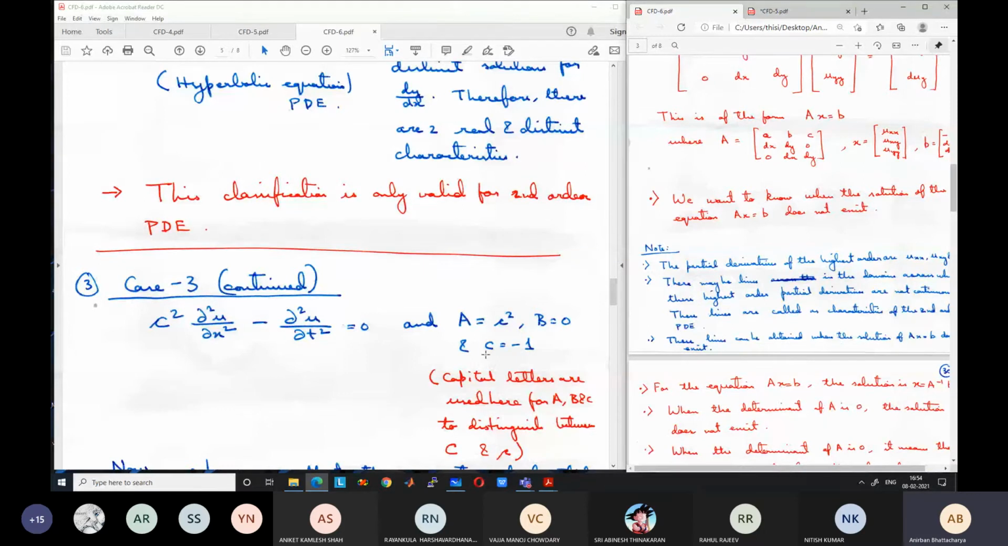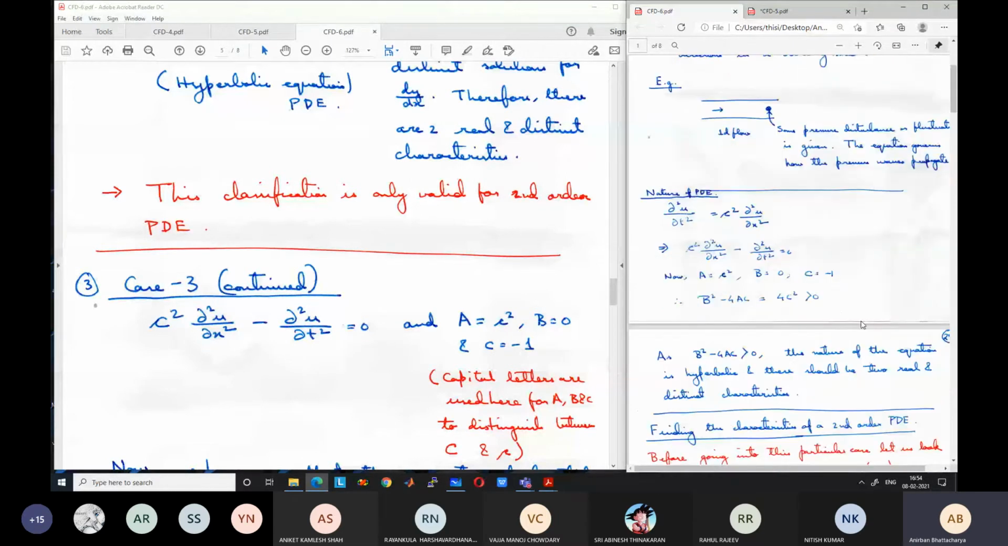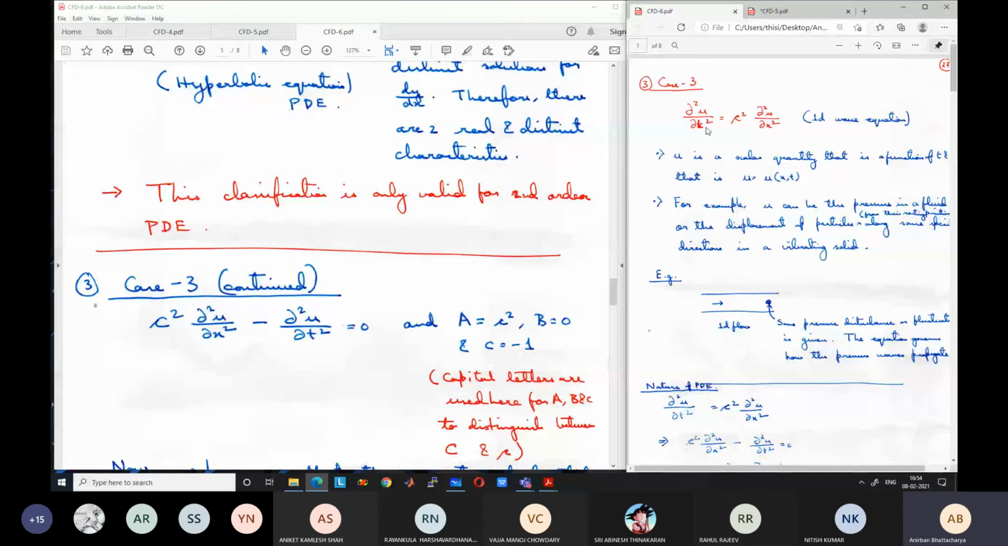If you remember, towards the beginning of the class we had started with the wave equation, del squared u by del t squared is equal to c squared del squared u by del x squared. It will look small if you are using a mobile, but I have to keep this open here so that I can show you the continuation from this side.